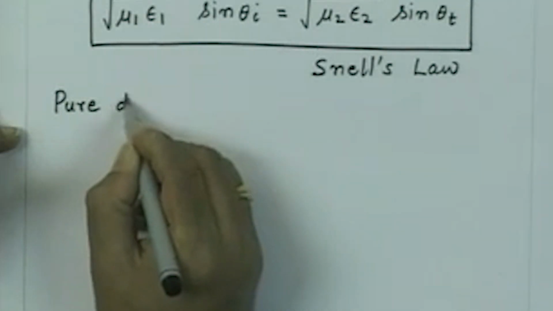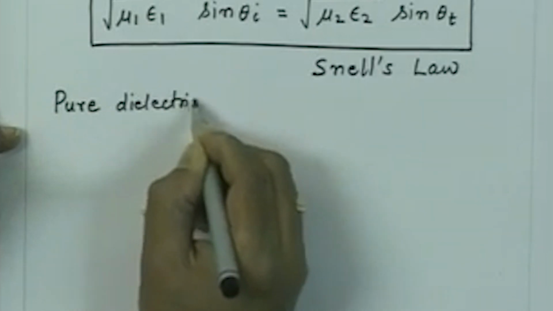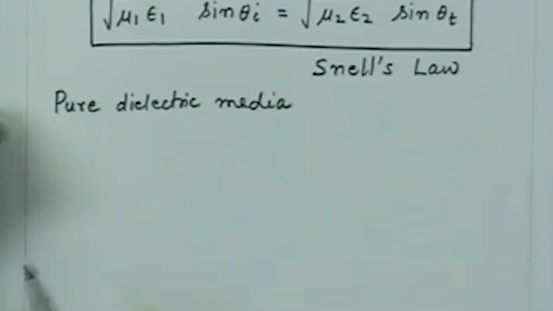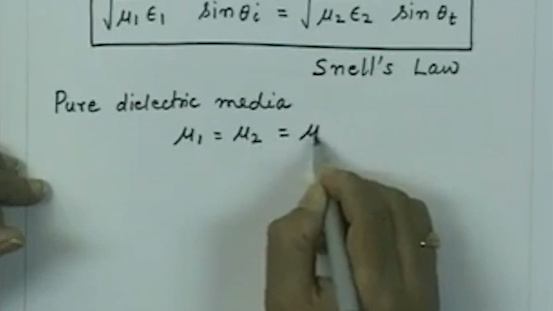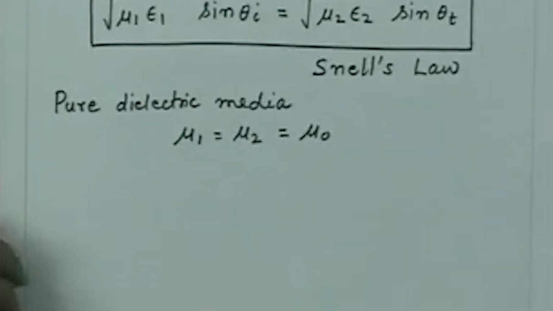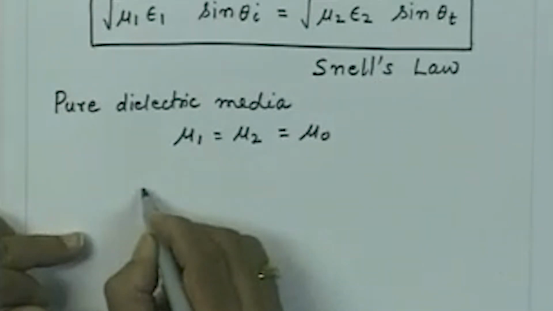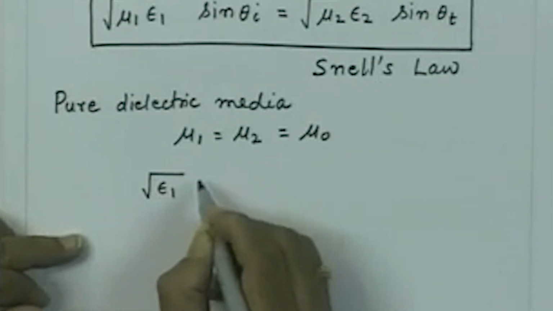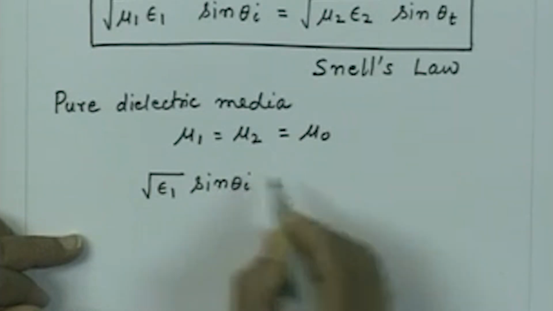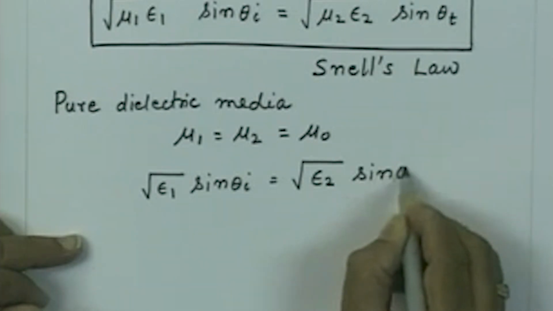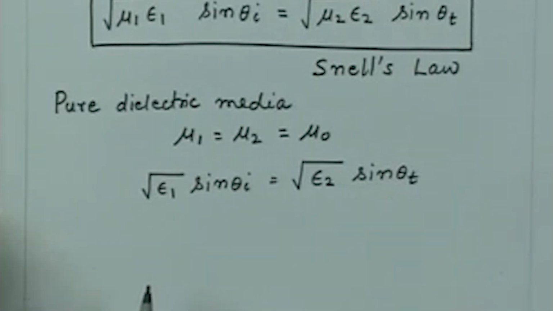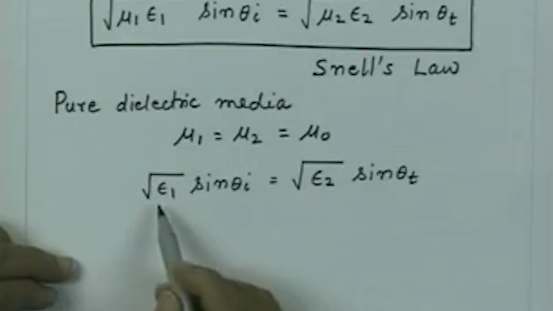So, if I take pure dielectric media, then for these media mu 1 is equal to mu 2, let us say mu 0, and then the Snell's law essentially would be square root of epsilon 1 sine of theta I is equal to square root of epsilon 2 sine of theta t, and epsilon 1 we can write down as epsilon 0 times epsilon r1, the relative permittivity.